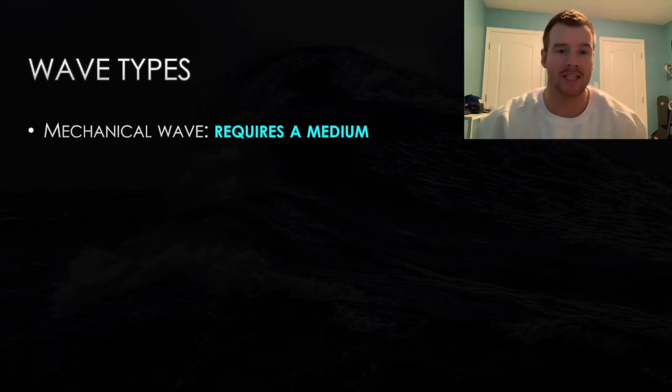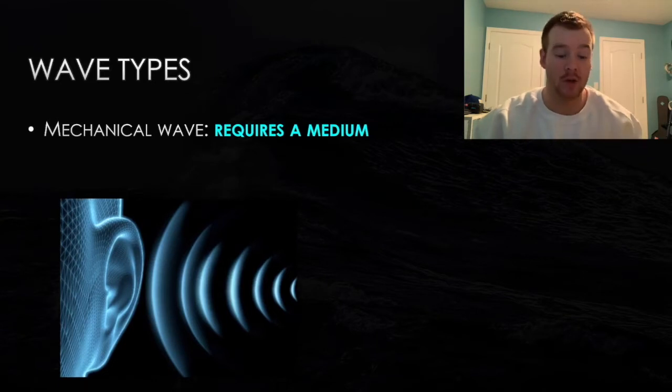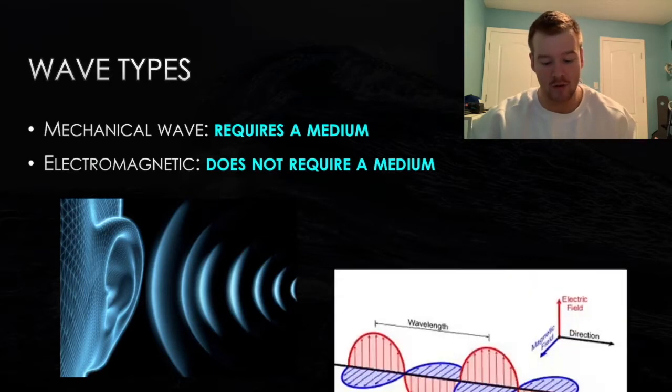So sound is an example of this, and it gets transmitted through the air particles, shaking them back and forth. Water waves is another example of this, waves through a spring or a string or anything like that are all mechanical waves. Ones that don't require a medium are called electromagnetic waves, and this is what light would be considered.